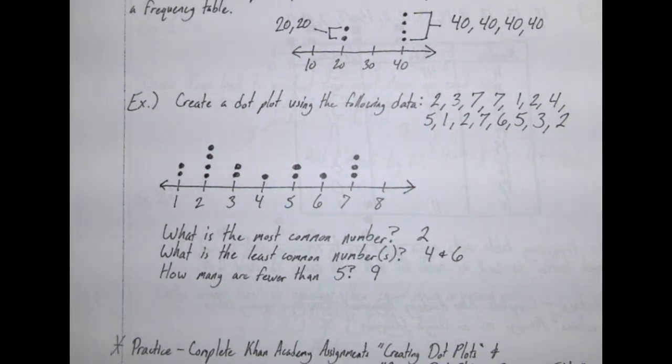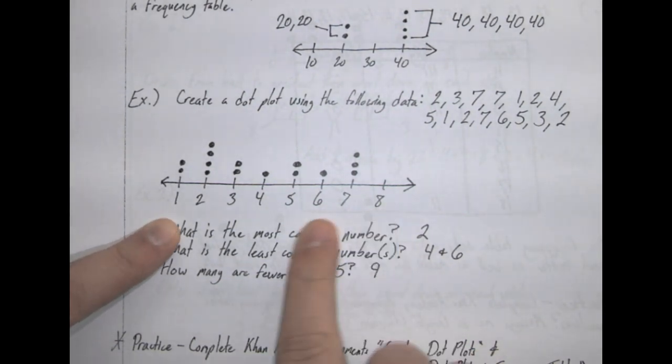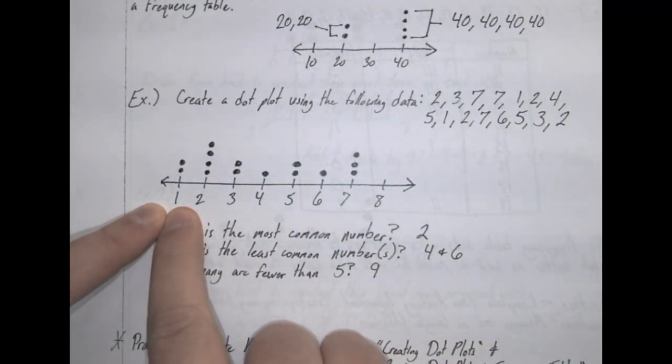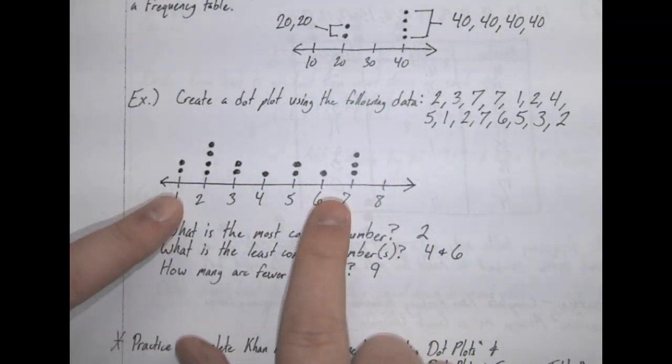Now let's look at another example of something you're more likely to see. So we're going to create a dot plot using the following data. We have 2, 3, 7, 7, 1, 2, 4, 5, 1, 2, 7, 6, 5, 3, and 2. So I've already went ahead and prepared the dot plot for us. We used intervals of 1 and we went from 1 up to 8. Also would have been suitable to go from 1 to 7 there.